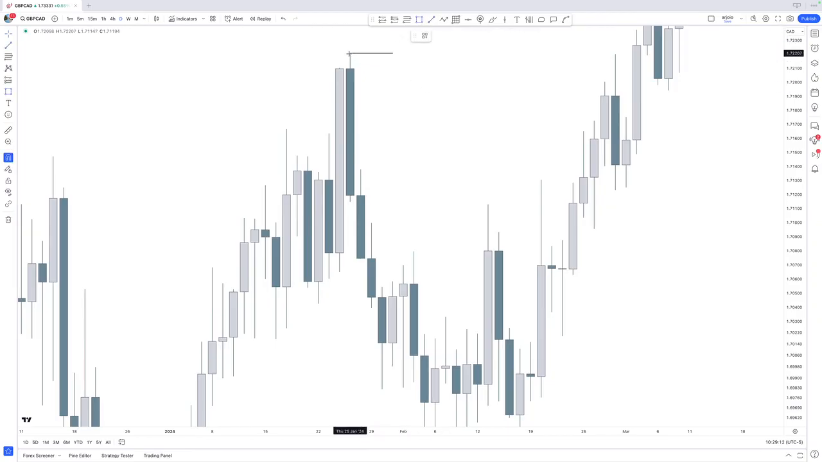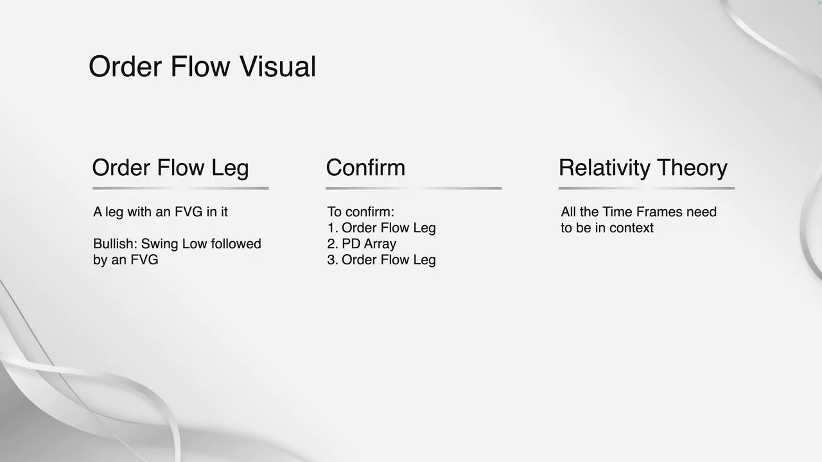leg. Swing high, and then from the swing high right there, we also leave behind a fair value gap sitting right there, even 2 fair value gaps a little bit higher as well. So that is exactly what an order flow leg is. So then the next question arises, which is how do we actually go about confirming order flow?